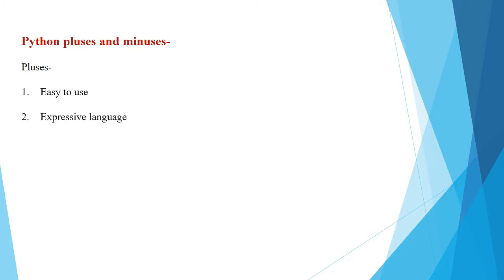Second is the expressive language. The code of Python is written in such a way that it can easily express its meaning. Suppose you want to swap two values: you write a, b = 2, 3, and in the next line you write b, a = 3, 2, and then you can easily swap them. By the syntax only, you can easily perform whatever task you want. So it is very expressive.